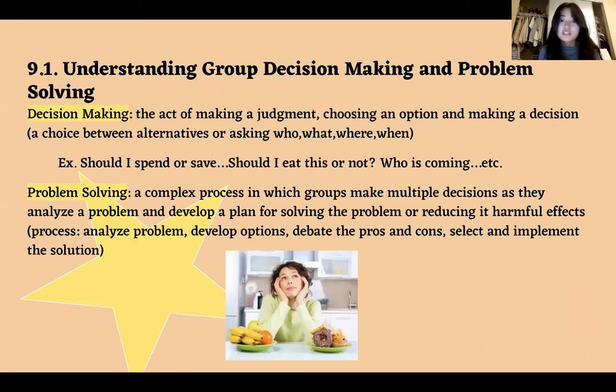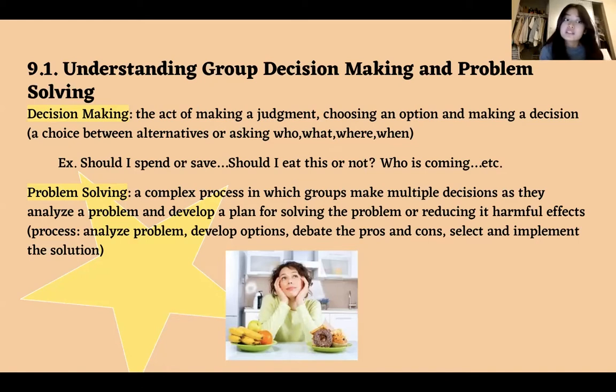So two key terms I do want to discuss are decision making and problem solving. Decision making is basically making a judgment, choosing an option, and then making a decision based on those options. It's basically a choice between alternatives, or it could be asking what, where, who, when. For example, should I spend today? Should I save money today? Should I eat this? Should I not eat this? Or it could be questions like, who is coming? Where is the event? And what time is the event?